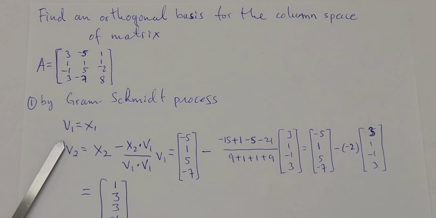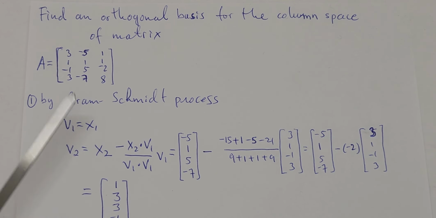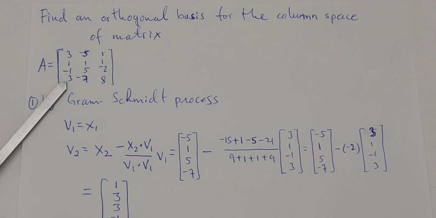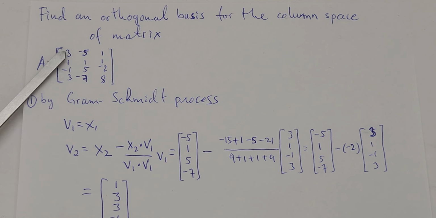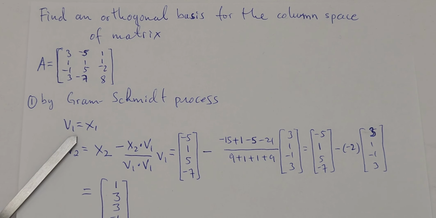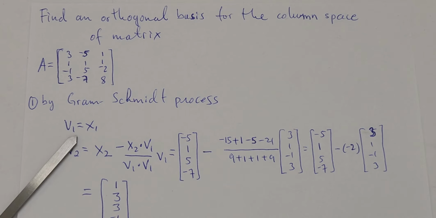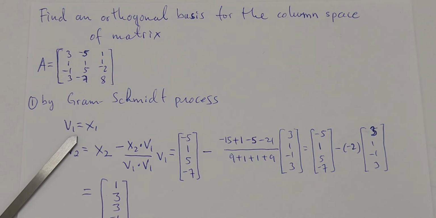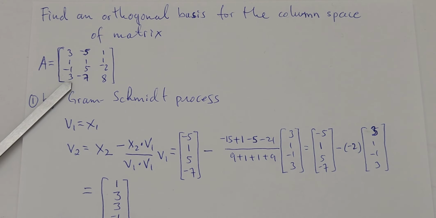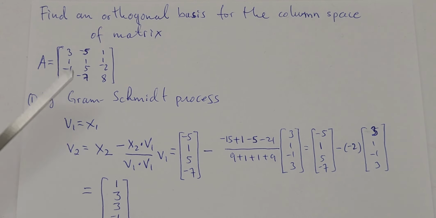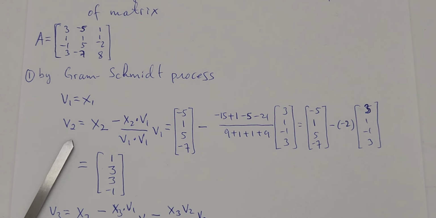So V1 is X1. X1 is the first column. It is already done. There's no calculations. You don't need to find anything. It is already there. So V1 is X1, which is this column right here. It is already the answer. No calculation needed. Next, we need to do V2.